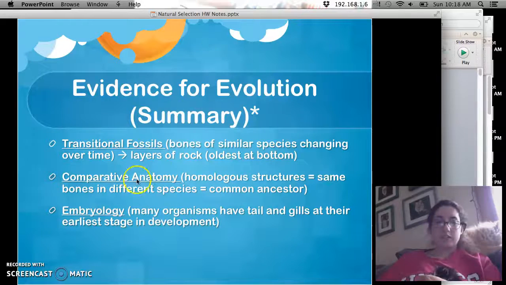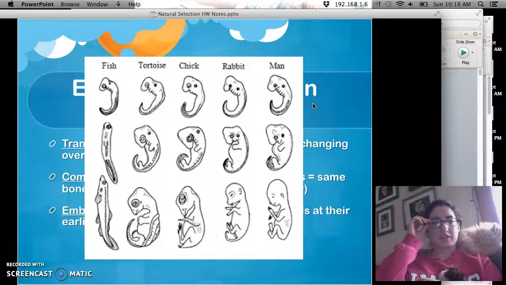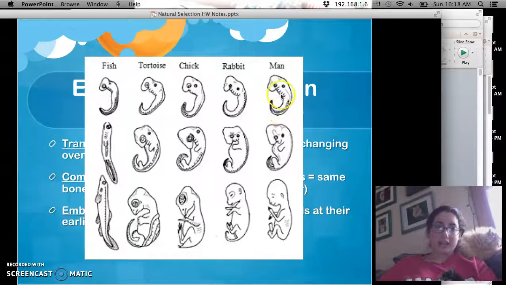Third piece of evidence is embryology, which is the study of embryos, so the tiny, tiny little starts of an organism that occur in a mother. So this is evidence for evolution because many organisms have a tail and gills at their earliest stages of development. So for example, fish, tortoise, chick, rabbit, and human, that should say human, not man, we all look very, very similar. We look like tiny little shrimps, kind of. So we all have a tail and gills.